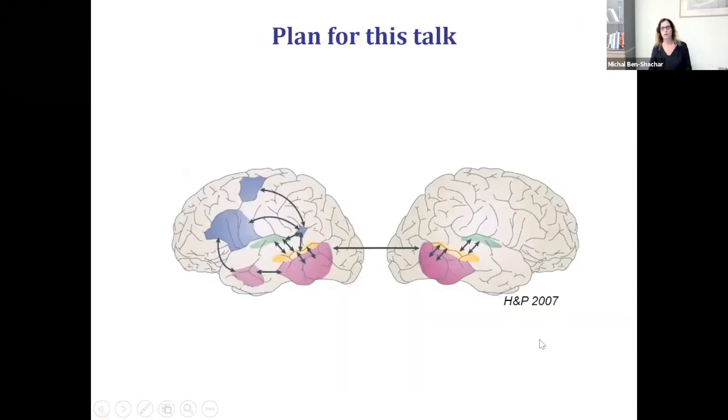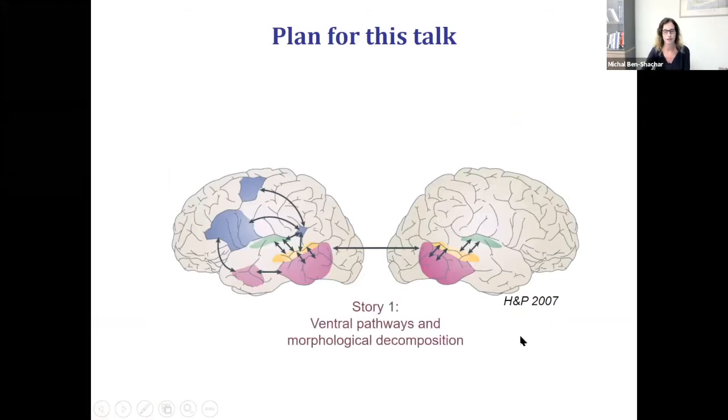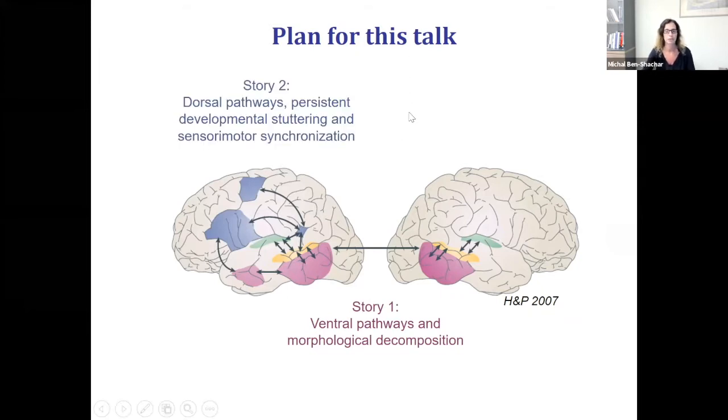What I plan to do in this talk is to tell you two stories. The first story is going to be a ventral story, and it's going to focus on the ventral pathways and the role in morphological decomposition, morphological processing. The second story is going to be dealing with the dorsal pathways, and I'm going to tell you about persistent developmental stuttering in the context of the dorsal pathways, and also about sensorimotor synchronization in the context of this dorsal stream.